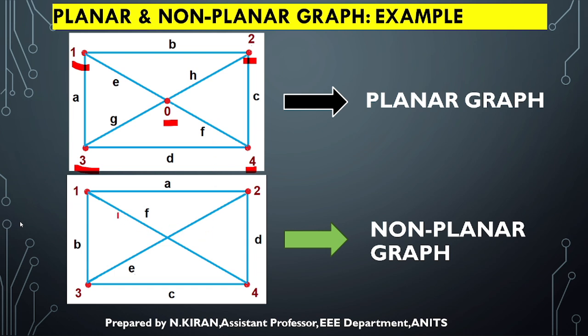In the second example, I have 4 nodes: 1, 2, 3 and 4. Apart from these 4 nodes, two branches of the graph will meet at some common point. So that is the basic difference between planar and non-planar. A non-planar graph is a graph where two branches meet at some common point other than a node.